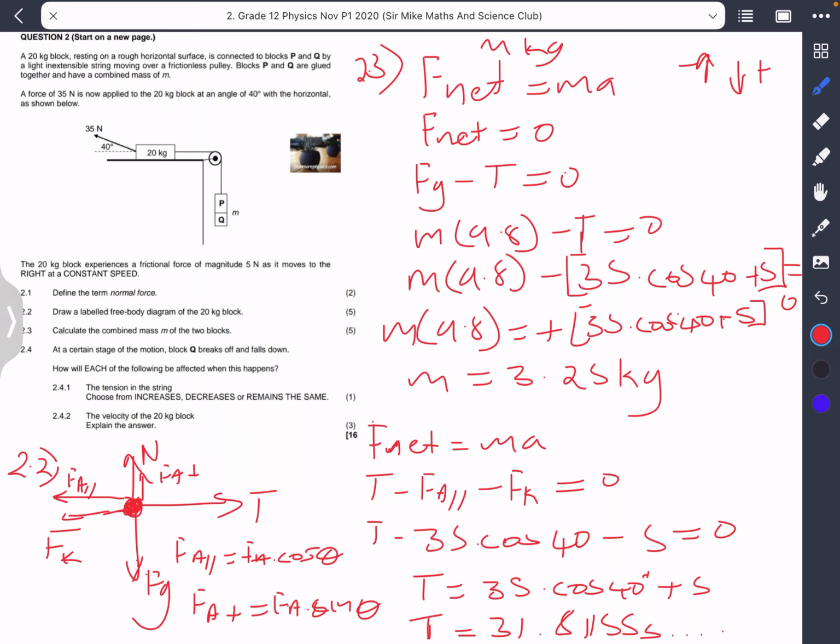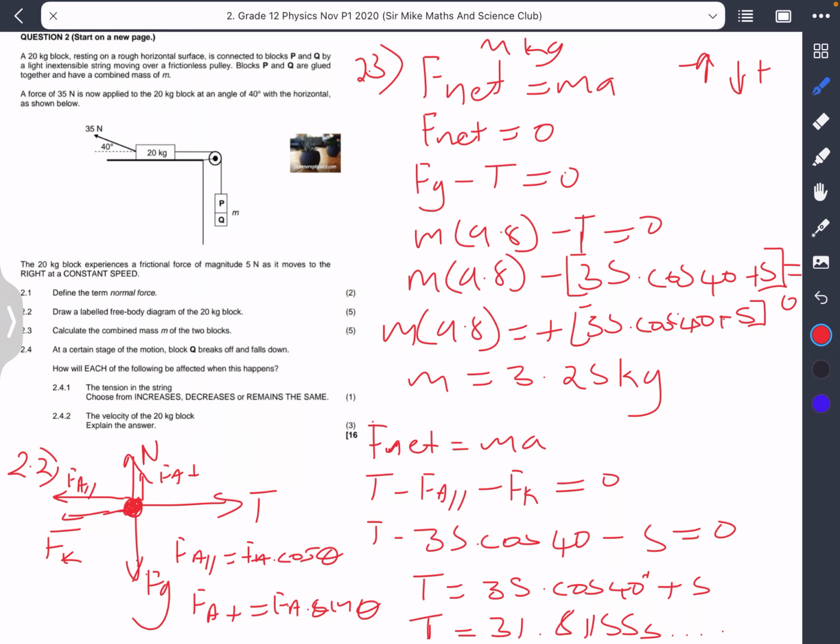How will each of the following be affected when this happens? Now, they asked what happens to the tension in the string. The tension would actually decrease. Why? Because in this case we now have less mass, so that would mean the tension would also decrease.